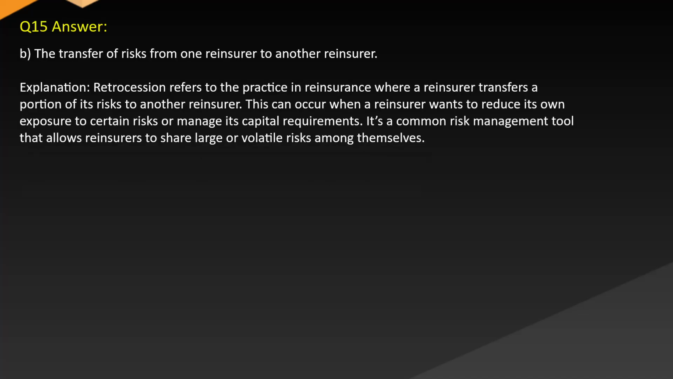Answer B. The transfer of risks from one reinsurer to another reinsurer. Explanation: retrocession refers to the practice in reinsurance where a reinsurer transfers a portion of its risks to another reinsurer. This can occur when a reinsurer wants to reduce its own exposure to certain risks or manage its capital requirements. It's a common risk management tool that allows reinsurers to share large or volatile risks among themselves.